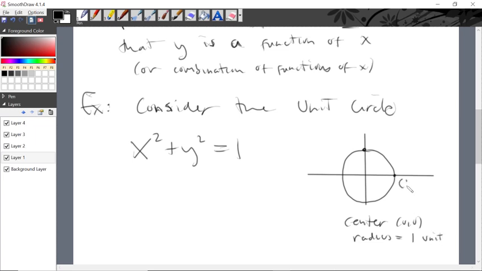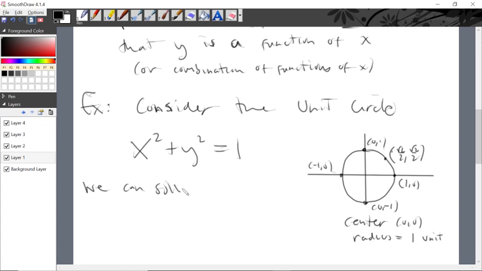Of course it has points on it like (1, 0), (0, 1), (-1, 0), and (0, -1), and certainly many other points as well. So this would be like (root 2 over 2, root 2 over 2), for example. Okay, this equation right here, x squared plus y squared is equal to 1. First, we note we can solve this for y.